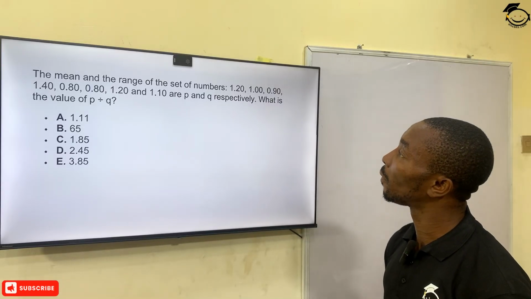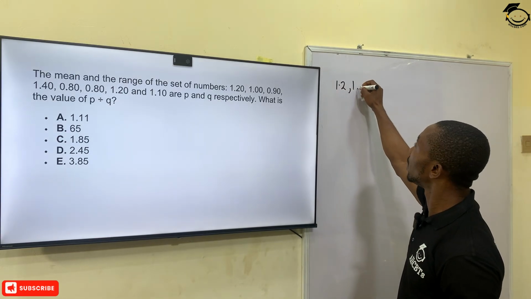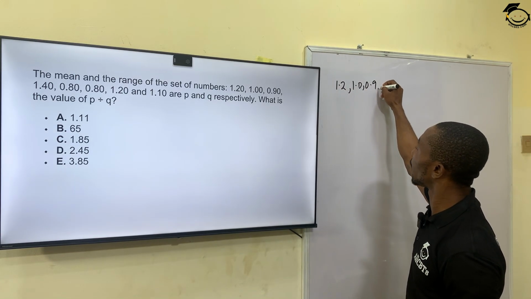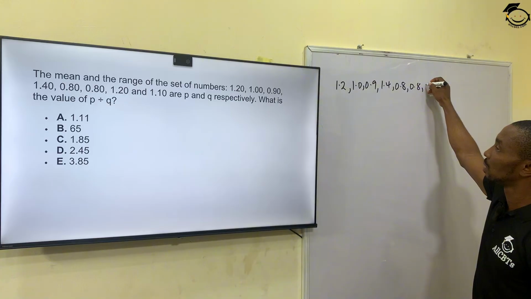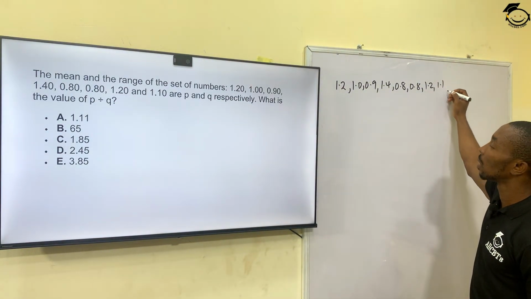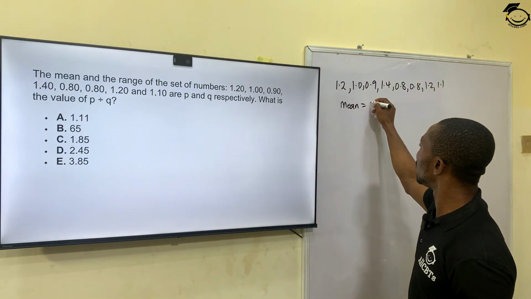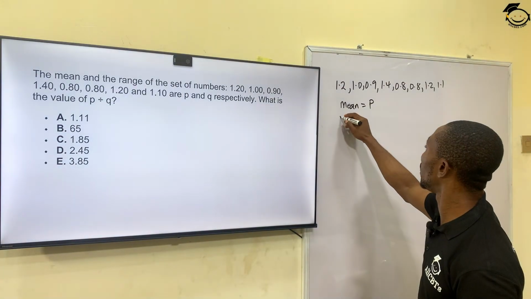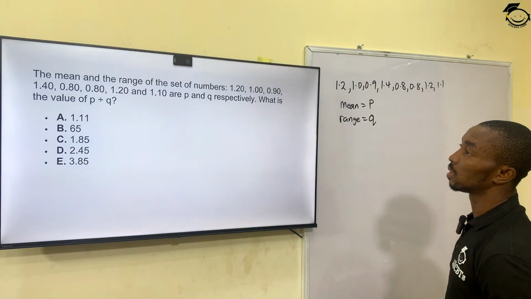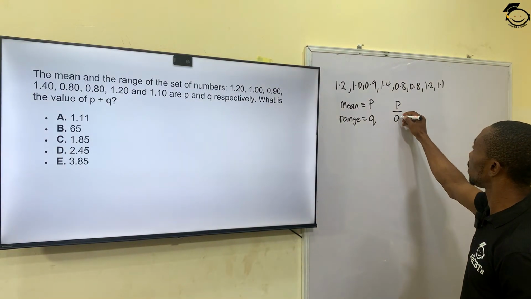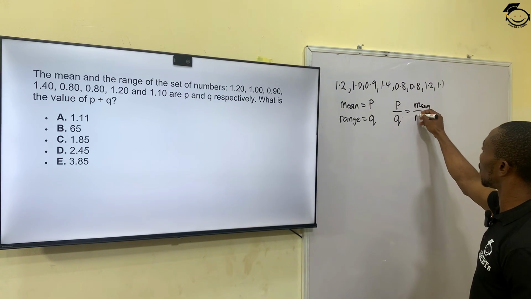The mean and the range of the set of numbers 1.2, 1.0, 0.9, 1.4, 0.8, 0.8, 1.2, and 1.1 are P and Q respectively. That means our mean is represented with P and our range is represented with Q. Now, what is the value of P divided by Q? That means we are looking for the value of mean divided by our range.